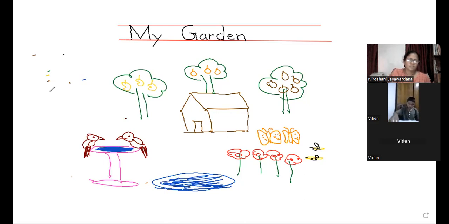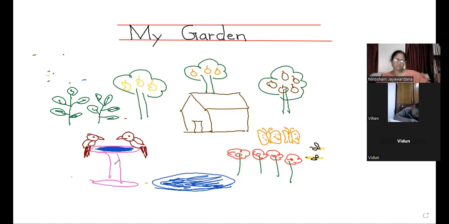Pond. And some plants are there in the garden. Plants, small plants. I drew two plants. Two plants. And bushes, that's all. Right, don't draw fast.